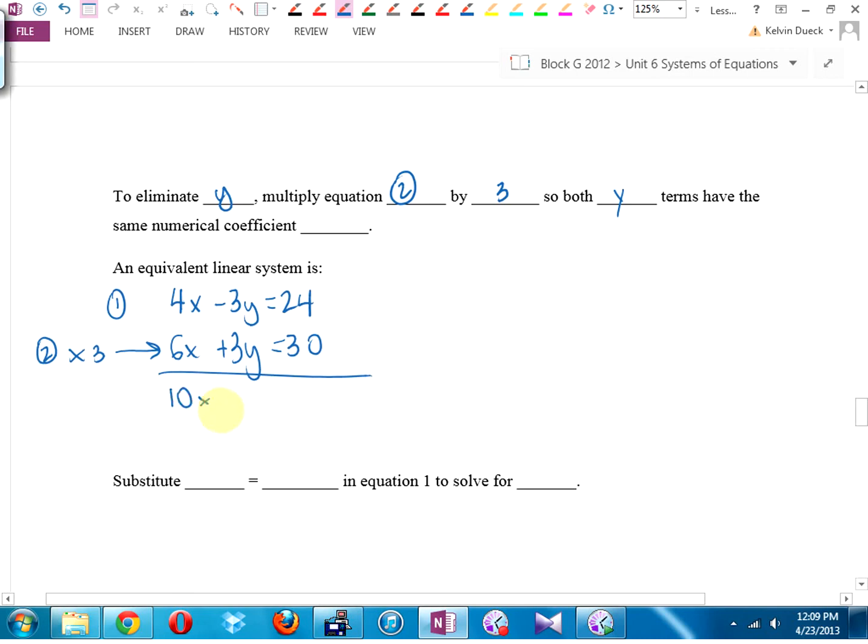Sarah, what happens to the y's? Sarah, 24 plus 30. Sorry? 54? Is this going to work out evenly? Okay, I'll deal with it. That's fine. I didn't expect it would with all those fractions to begin with. It looks like x is going to be 54 over 10, or in lowest terms, 27 over 5.